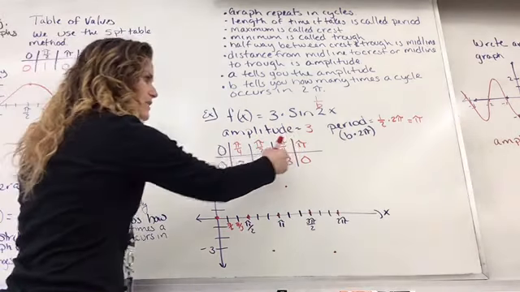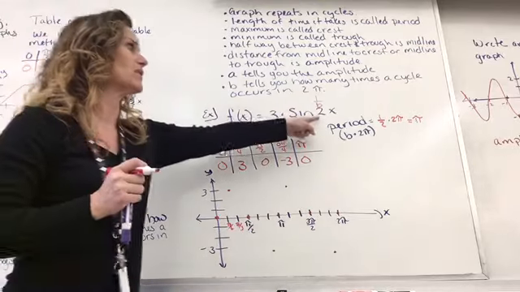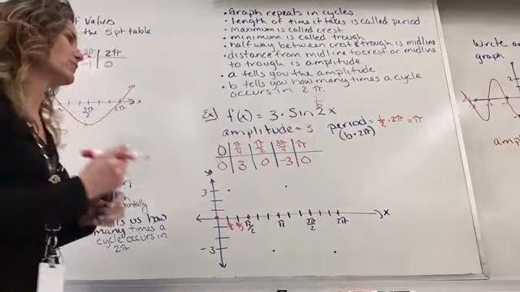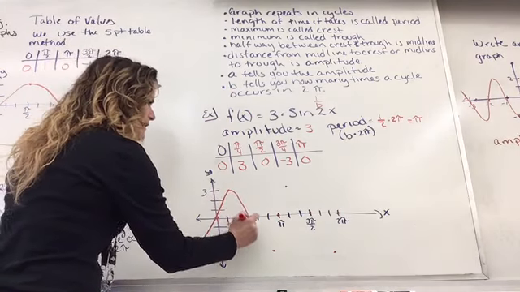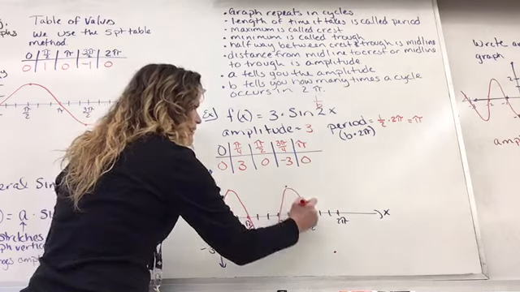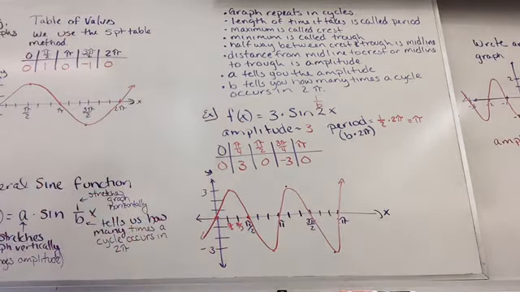Even though it only takes pi to complete one cycle, in 2 pi we repeat twice. That's what this tells us. Within 2 pi we're repeating that cycle twice. So we're going to go up and down and up and down and up and down. And there we go. There is our graph.